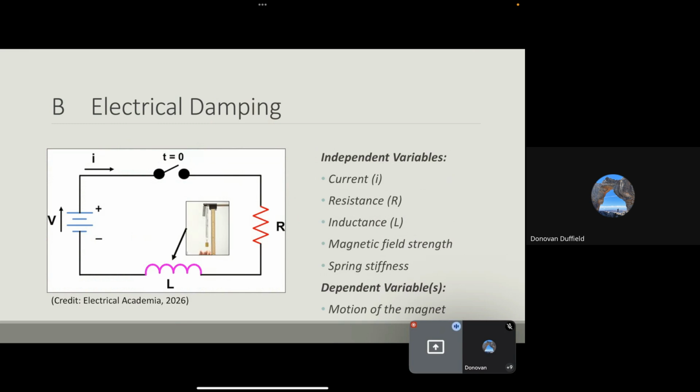So independent variables are the current in your circuit, the resistance of your resistor, the inductance, the magnetic field strength, so how strong your magnet is, and even things like the spring stiffness. Then the dependent variable is the motion of the magnet, but more specifically, the damping rate. In Rudolph's presentation, you would have seen an example of how to measure the rate of damping of an oscillator. He looked at a pendulum, but the ideas carry over to a magnet on a spring as well.